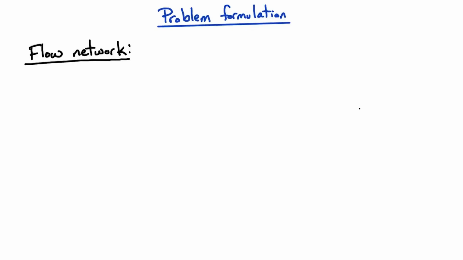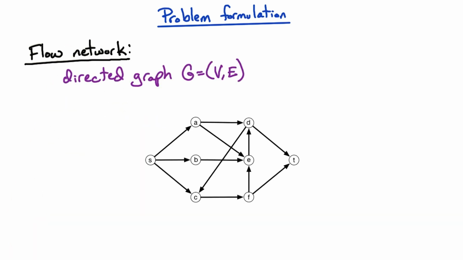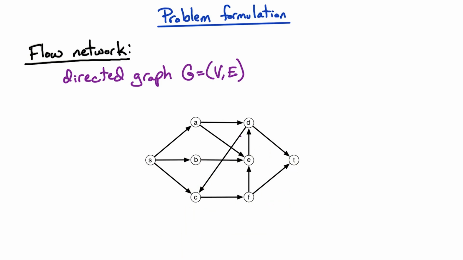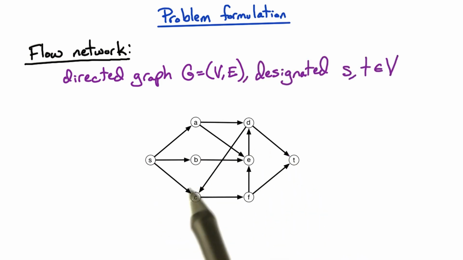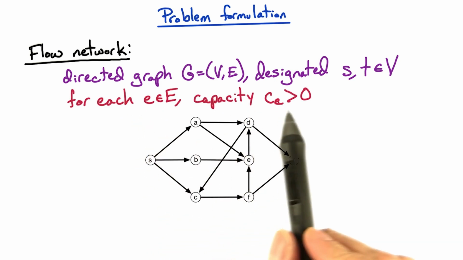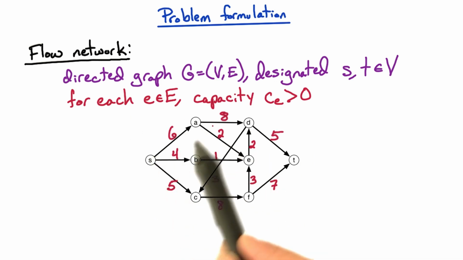Now let's formally state the max flow problem. The input to the max flow problem is what is called a flow network. A flow network consists of a directed graph G. Here's an example of a directed graph again. Now in this directed graph, we'll have two vertices labeled S and T, corresponding to the source and the sink for the flow in our problem. Finally, for each edge, we're given a capacity, which is a positive number. Here are the example capacities from before for this network.